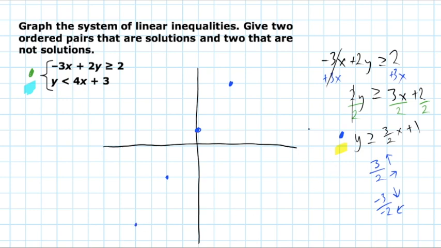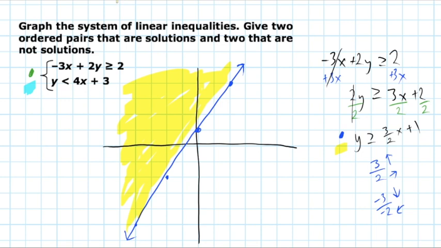So I need to figure out whether or not to make this a solid or dashed line. And since I have the or equal to, this is going to be a solid line. So now I need to do my shading. And since this is a greater than symbol, I'm going to shade everything above this line.